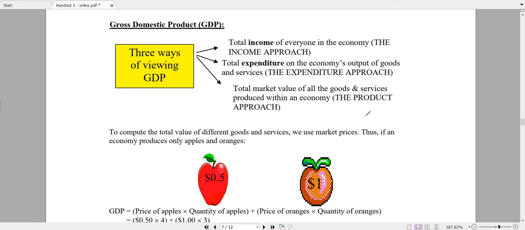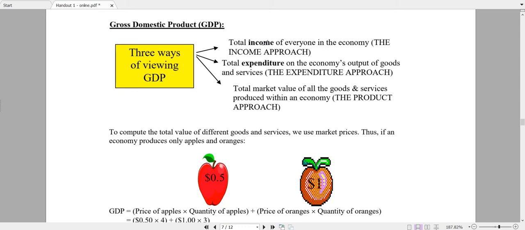In the last class, we discussed that if you want to assess the performance of the economy, we can make use of different indicators. Now, one indicator which is popularly used to assess the performance of the economy is the GDP. First of all, let's just go over the definition of GDP. There are three different ways of viewing GDP.